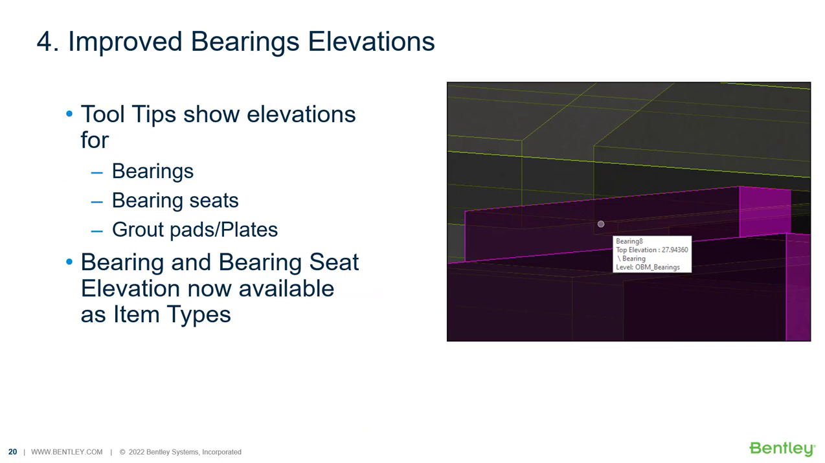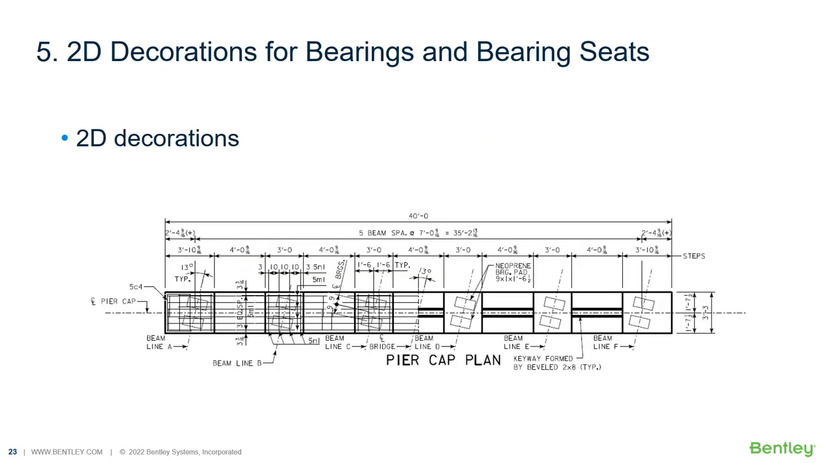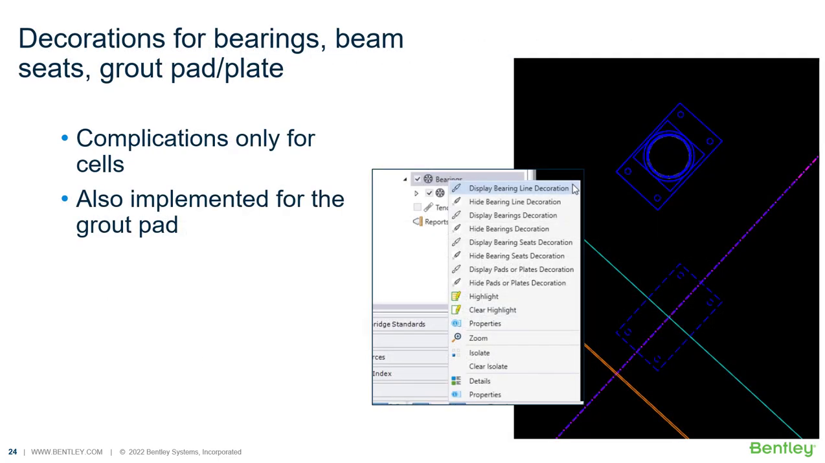The fourth update is the improved bearing elevations. For bearings, bearing seats, and grout pads, it shows all elevations. Like here, we can see bearing top elevation, bearing seat top elevation, and a new bearing elevation table is shown from the 2022 Release 2 version. In this release, 2D decorations for bearings, bearing seats, and grout pads are also available.